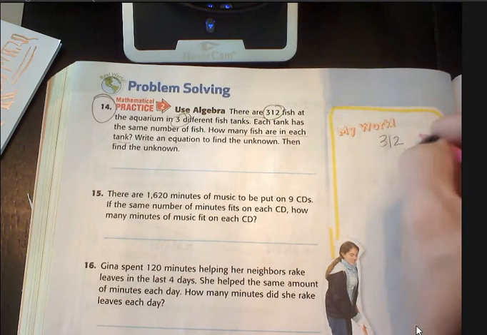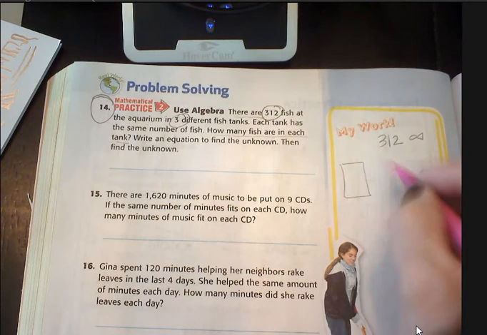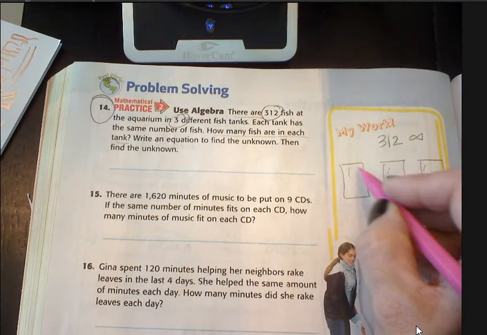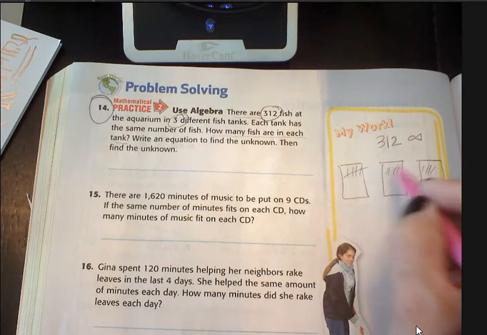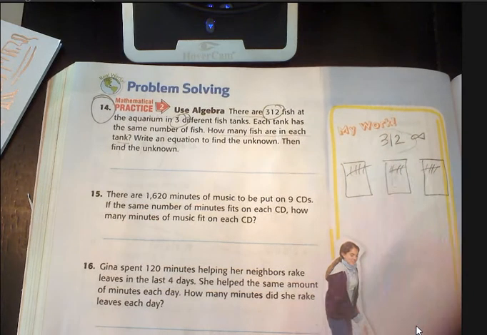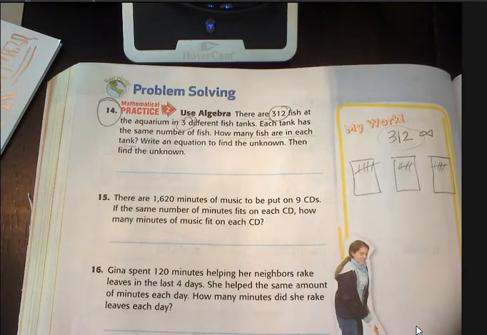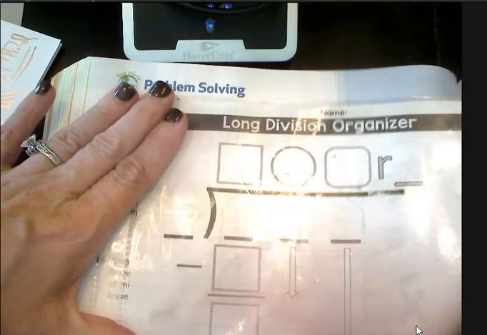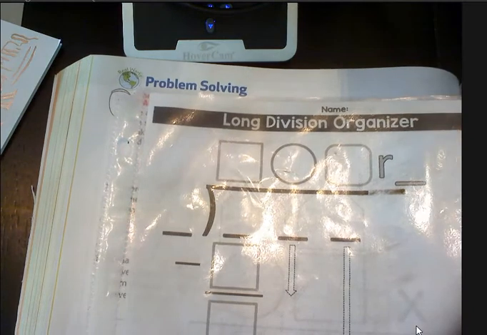Here we go. I'm going to draw a really terrible fish. And we've got 3 tanks. And we're going to keep plopping them in there. 1, 2, 3, 4, 5, 6, 7, 8, 9, 10, 11, 12, 13, 14, 15, until we get all the way up to 312. And we could do that, but that might take us a long time. So instead, we're going to use long division. So I'm going to erase my previous one here. And we're going to use our template.